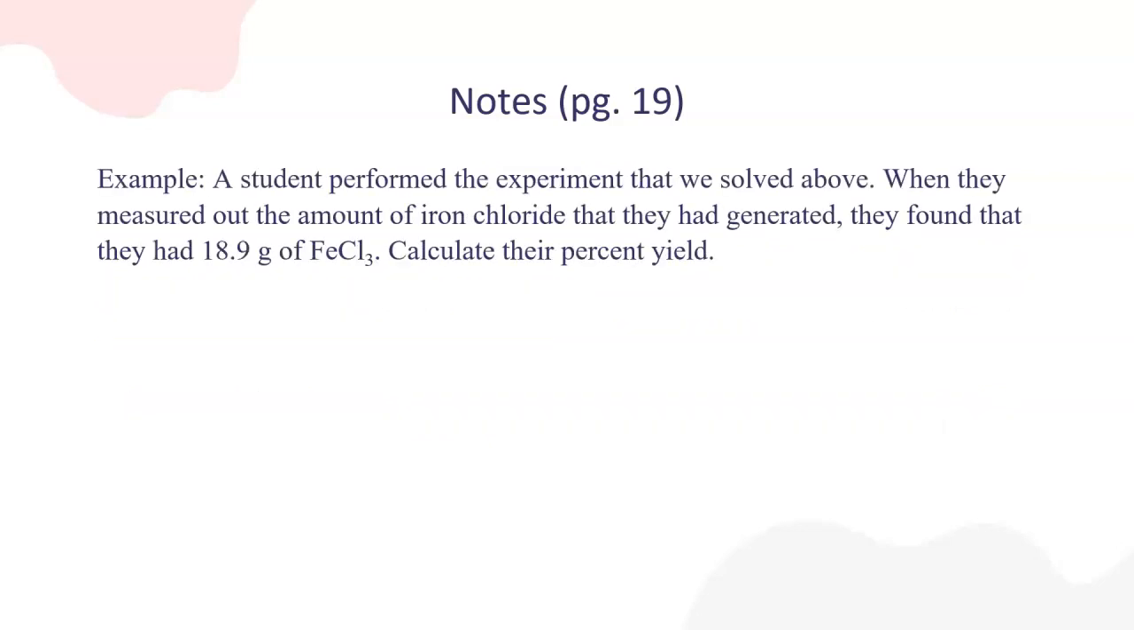So let's look at this. A student performed the experiment that we solved previously. So that yield was 22.9 grams that we calculated. So this was a calculated yield. When they measured out the amount of iron chloride that they had generated, they found that they had 18.9 grams of iron 3 chloride.